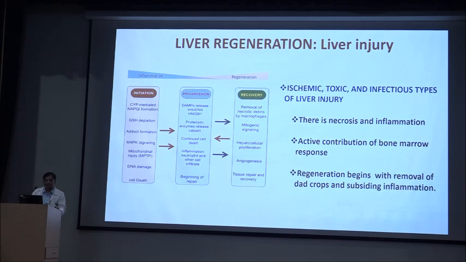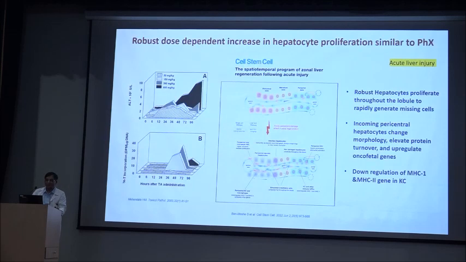Active contribution of the bone marrow is obvious, and regeneration begins with the removal of dead cells and subsiding the inflammation. So the first thing is, what cells participate in the regeneration? From the very beginning, it had been shown that even in acute liver injury, robust hepatocyte proliferation is the primary way of hepatocyte regeneration, and that too is a dose-dependent response: the more the injury, the more hepatocyte proliferation, and that ratio holds to a certain extent of injury.